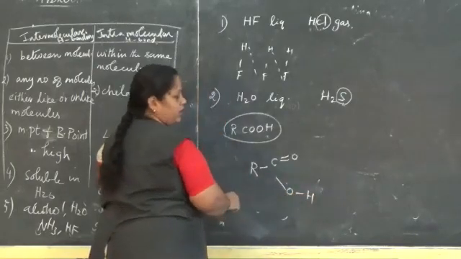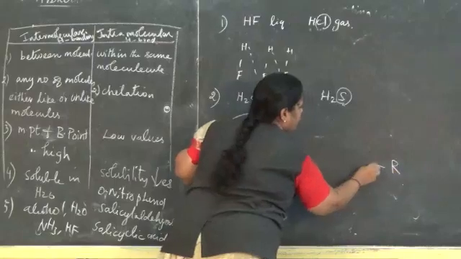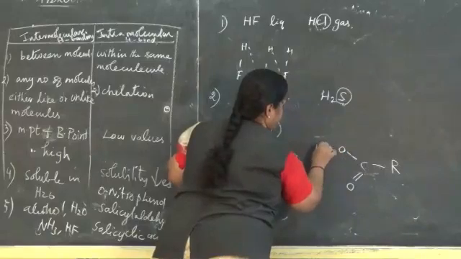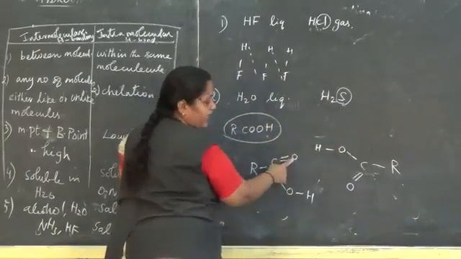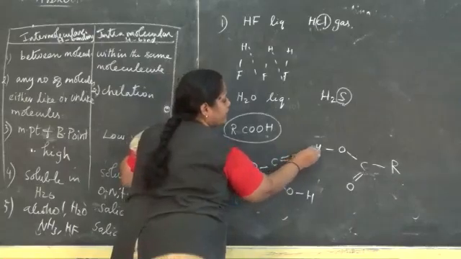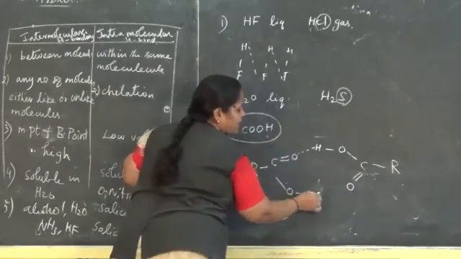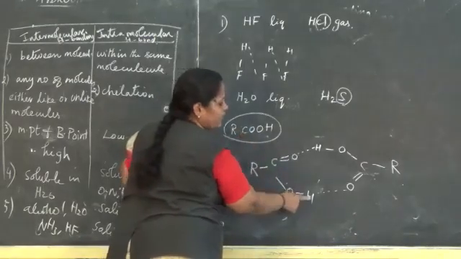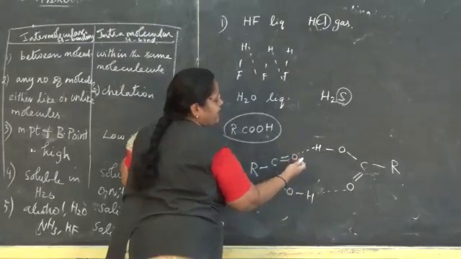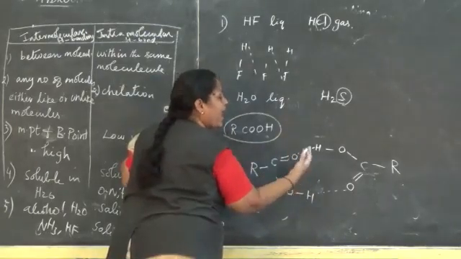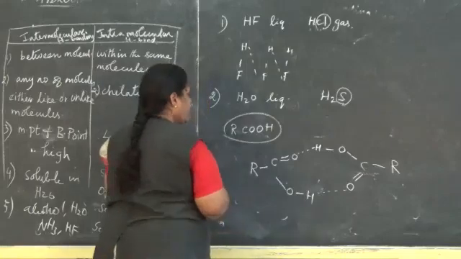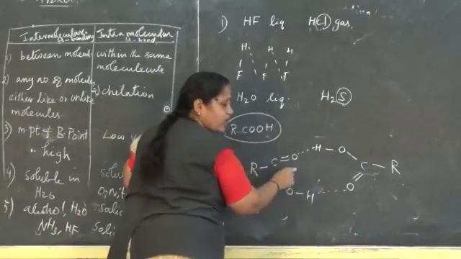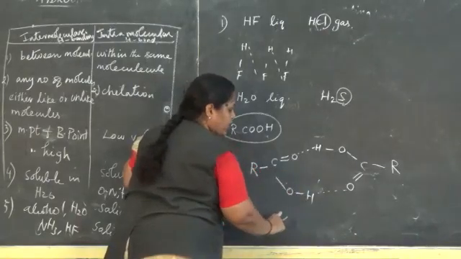This is one molecule. I write one more molecule, R-C double bond O-H. Here the highly electronegative oxygen atom forms a hydrogen bond with this hydrogen. Similarly here this oxygen forms a hydrogen bond. That's why carboxylic acid exists in the form of a dimer. So its melting point as well as boiling point are higher than expected values. Due to what type? Between carboxylic acid molecules. That's why this is an example of intermolecular hydrogen bonding.